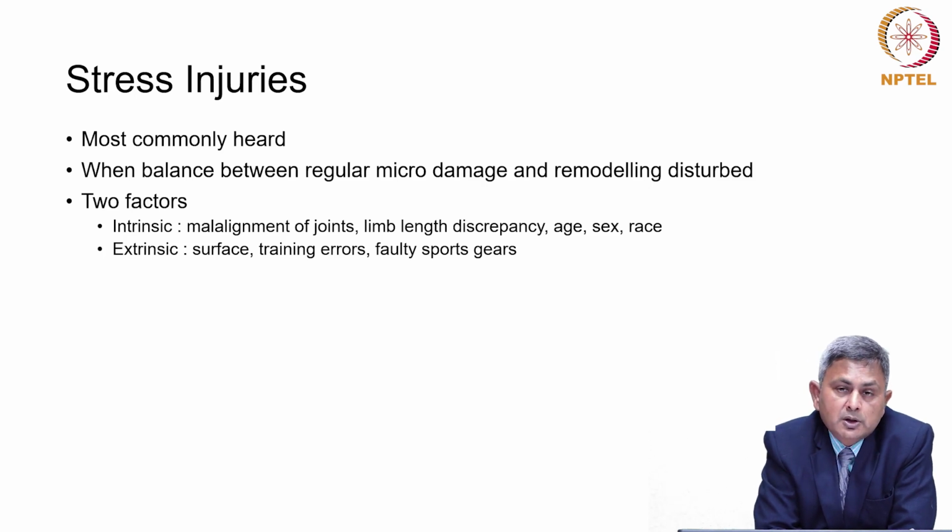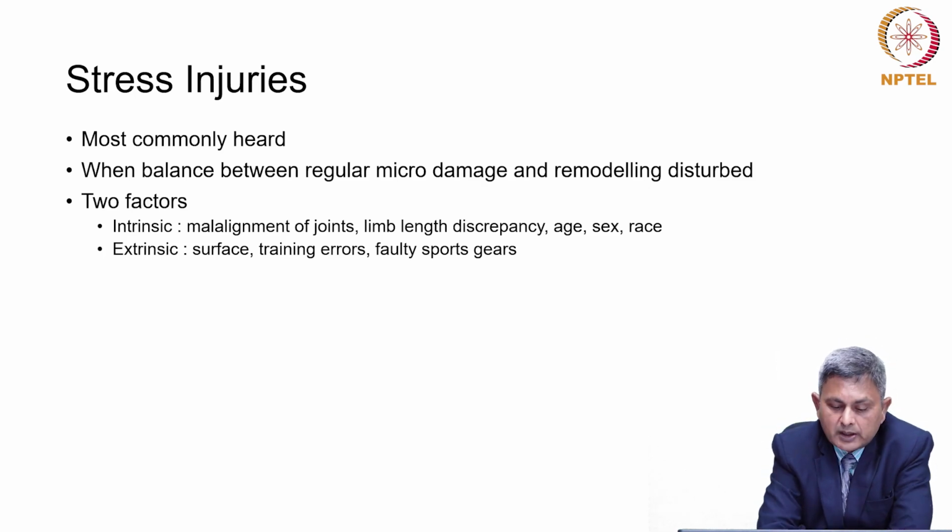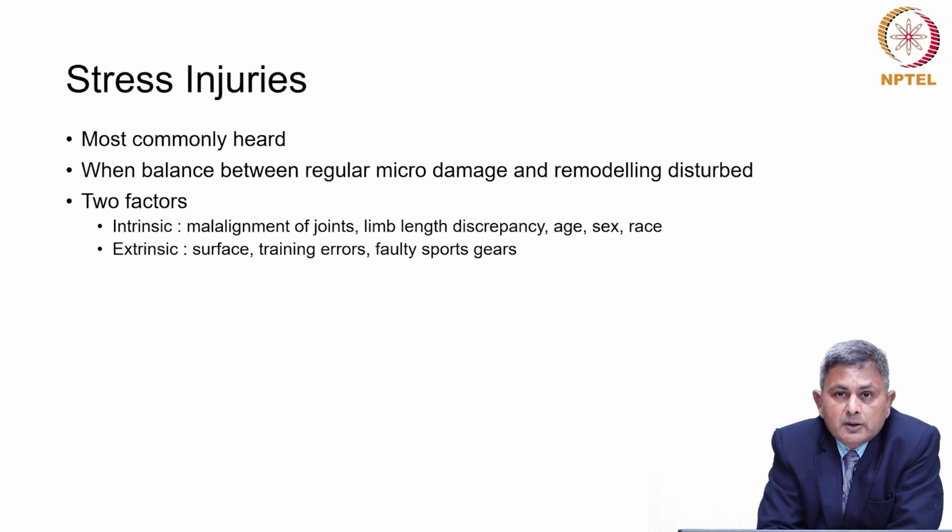Limb length discrepancy puts stress on the other limb, or the lower limb, and it might cause low back ache or any number of types of injuries. Like age, young athletes are more prone to injuries. Females are also more prone as per their body structure. And for the extrinsic factors, if a person who has just come into the field of sports or running runs on a hard surface all of a sudden and for quite a long distance, he will land in injury.